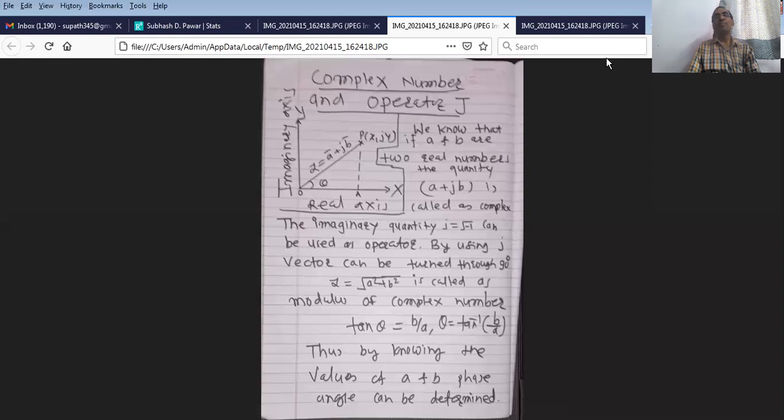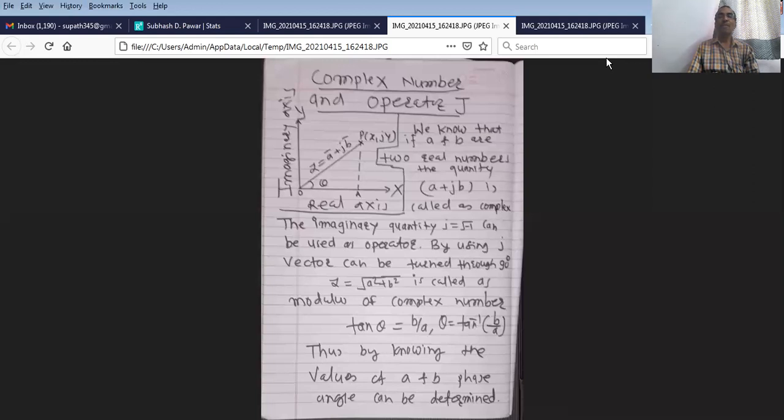Then why is the J operator used? It is used to show the turn of the vector: plus J means plus 90 degrees, minus J means minus 90 degrees. The imaginary quantity J equals under root minus 1 in mathematics, and it can be used as an operator. Understood?